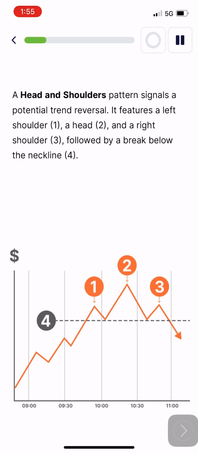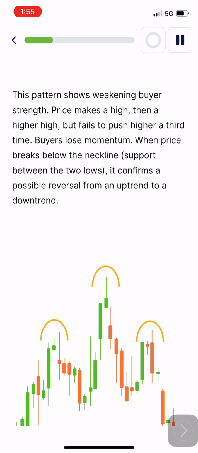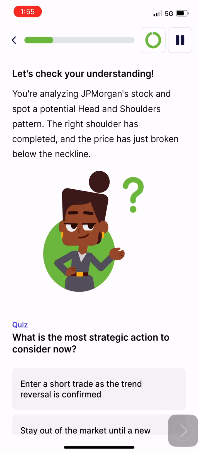A head and shoulders pattern signals a potential trend reversal. It features a left shoulder, a head, and a right shoulder, followed by a break below the neckline. This pattern shows weakening buyer strength. Price makes a high, then a higher high, but fails to push higher a third time. Buyers lose momentum. When price breaks below the neckline, support between the two lows, it confirms a possible reversal from an uptrend to a downtrend.